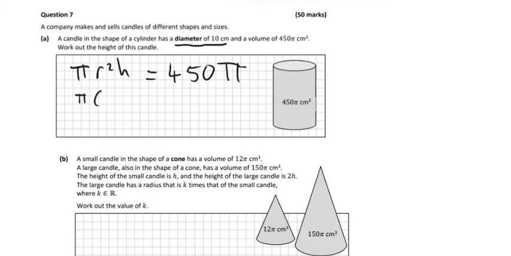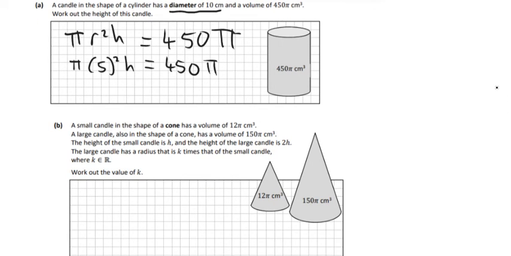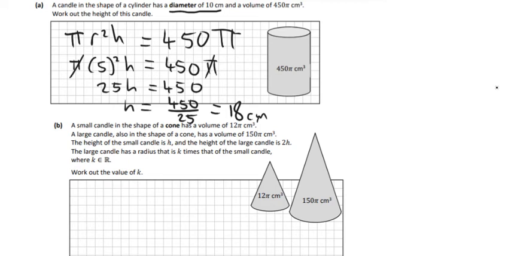So pi times 5 squared h equals 450 pi. And then it's just a matter of cancelling out and moving over. So you can cancel out those pi's because there's a pi being multiplied on both sides. So 25h equals 450. Therefore move over to 25 and divide it. h equals 450 over 25, and then you should get 18. So h is 18. So h is 18 centimeters. So that's part A.